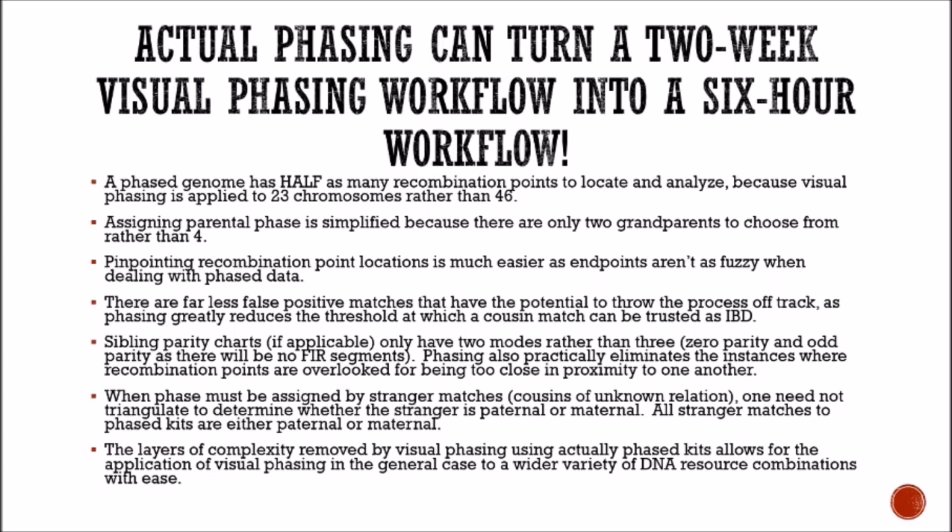Phasing also practically eliminates the instances where recombination points are overlooked for being too close in proximity to one another. That's an issue I see a lot of people in the visual phasing work group on Facebook having, determining, well, gee, was this a recombination point? It was so close to the other one. But you're working with unphased data. If you were working with phased data, you'd have half as many recombination points. And like magic, the ones that are really close together that you're not sure are recombination points won't be there, because one of those recombinations was probably on the paternal copy and one on the maternal, and we phased, and we're only looking at one at a time.